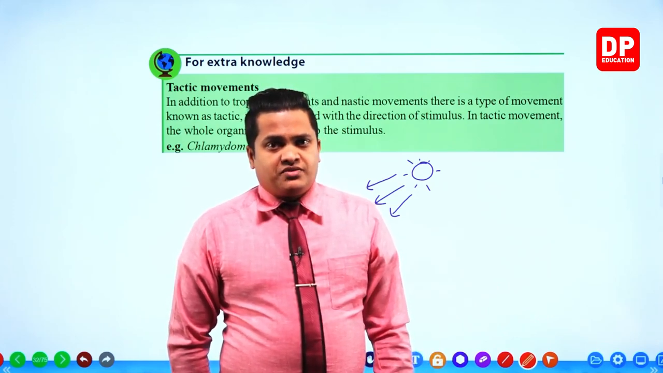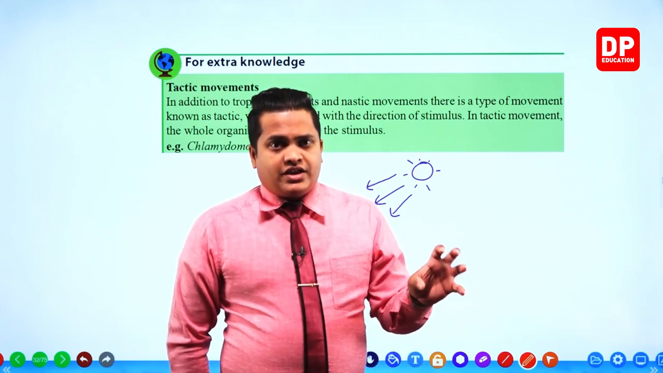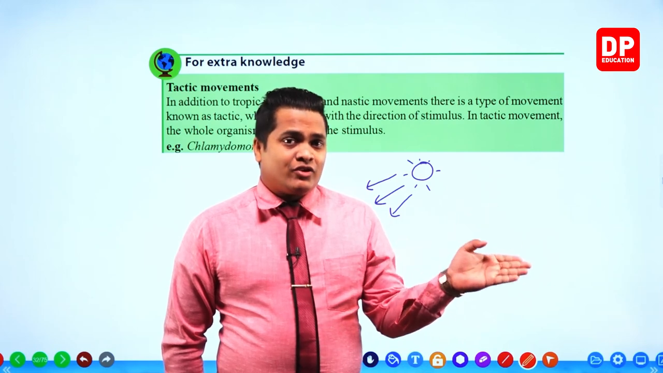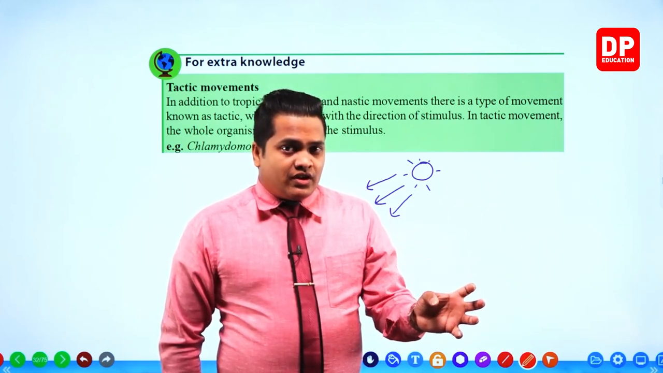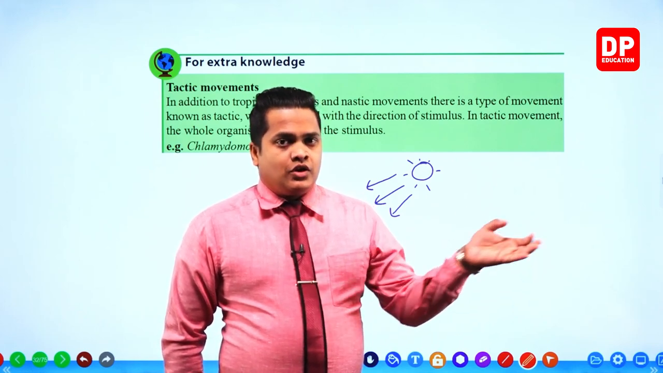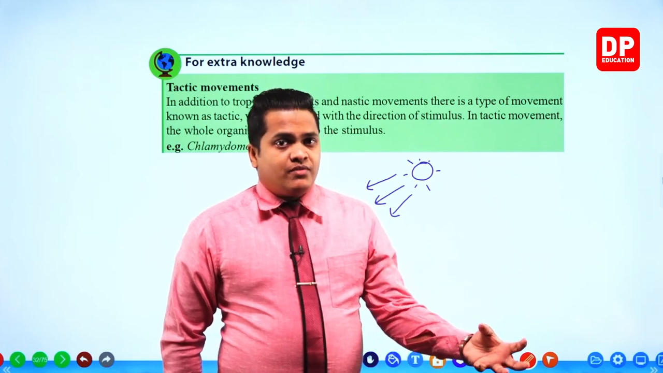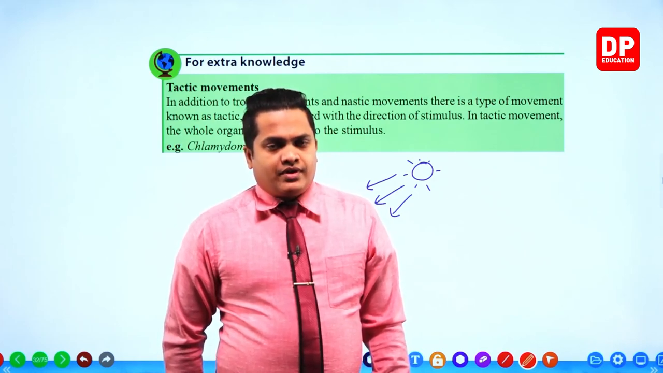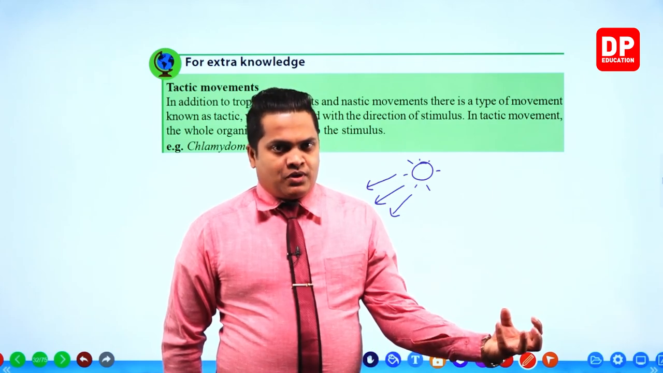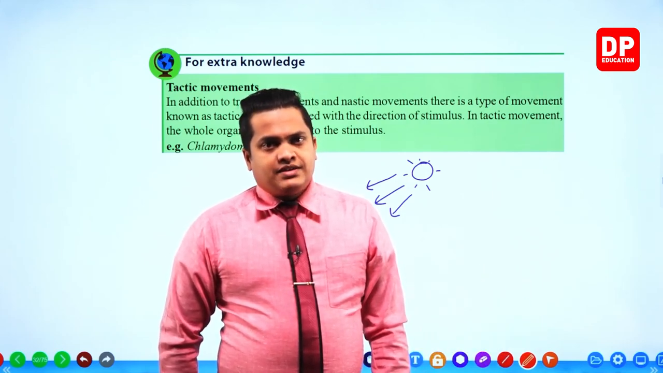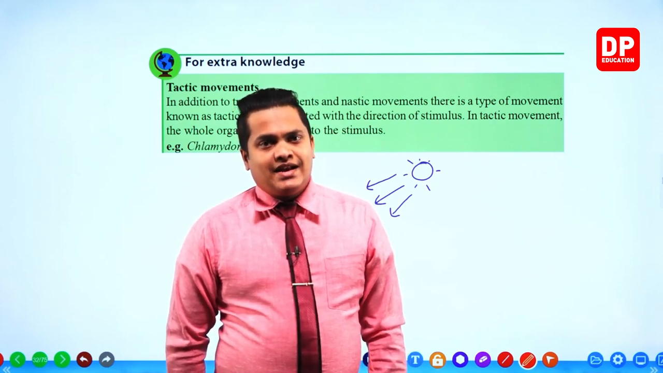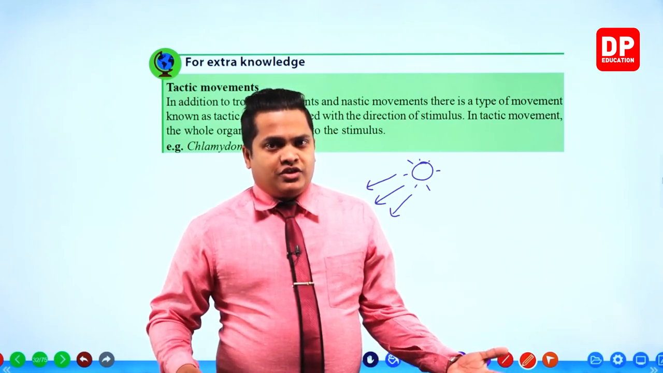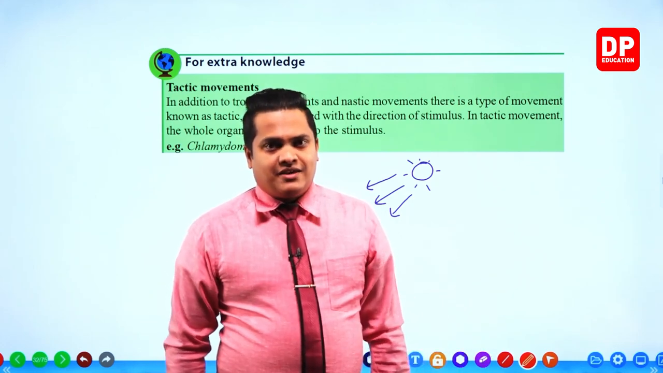Trophic movements are the movements which occur due to the influence of a certain stimulus. The speciality here is that during trophic movements, the direction of the stimulus influences the direction of the movement. However, in nastic movements, there is no such influence. There is no relationship between the response and the stimulus. Always in a nastic movement, the direction is identical, the direction is the same. No matter how you change the stimulus, the direction is the same.